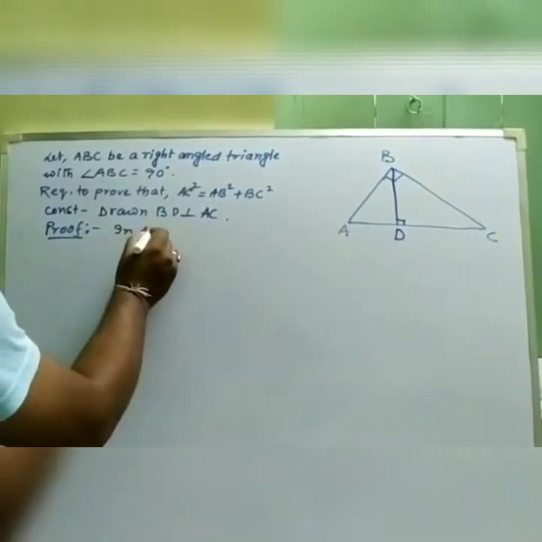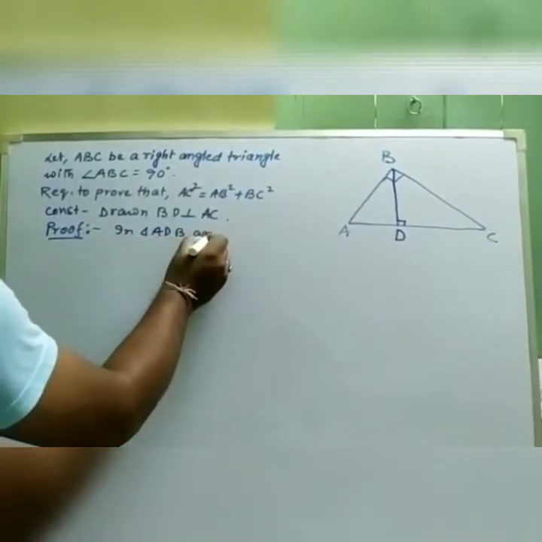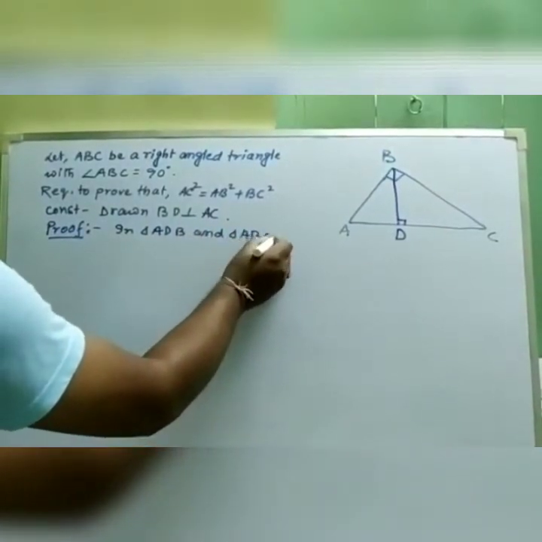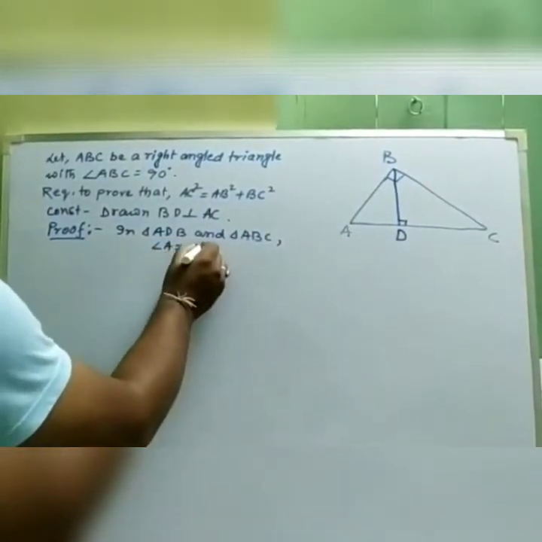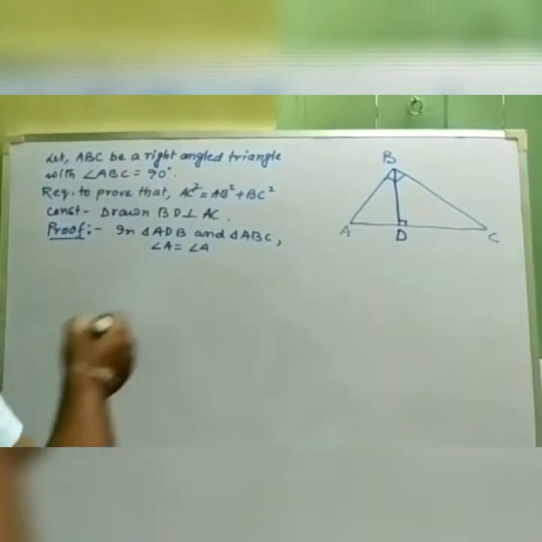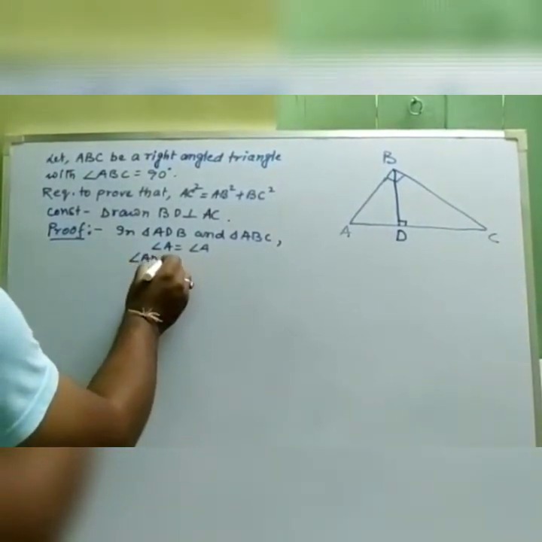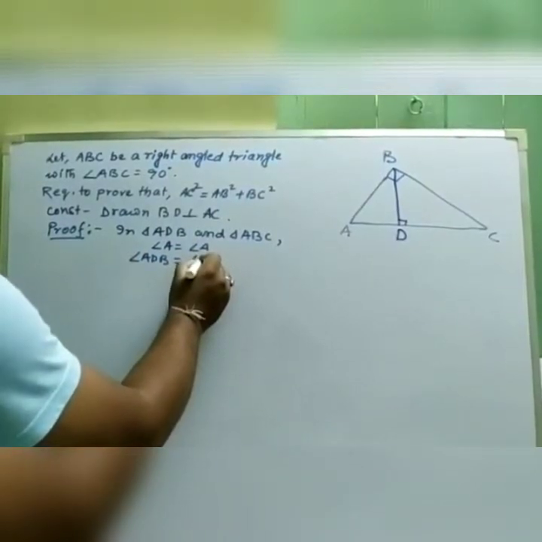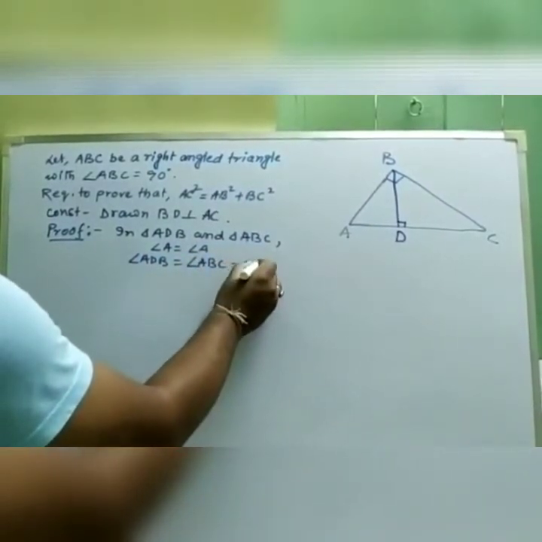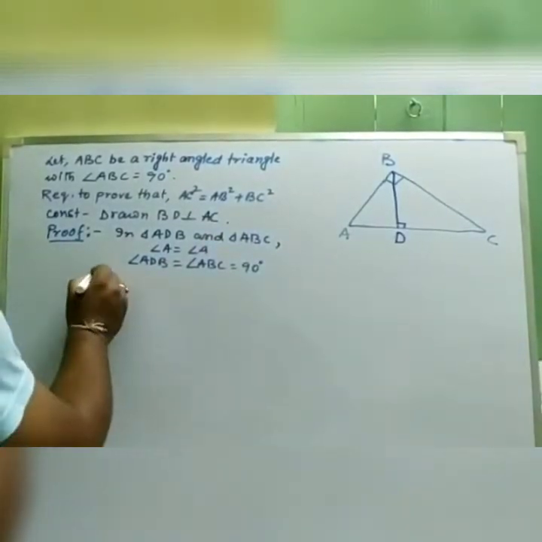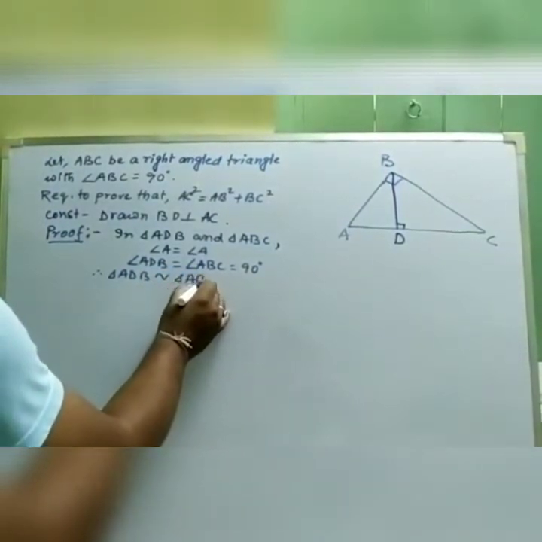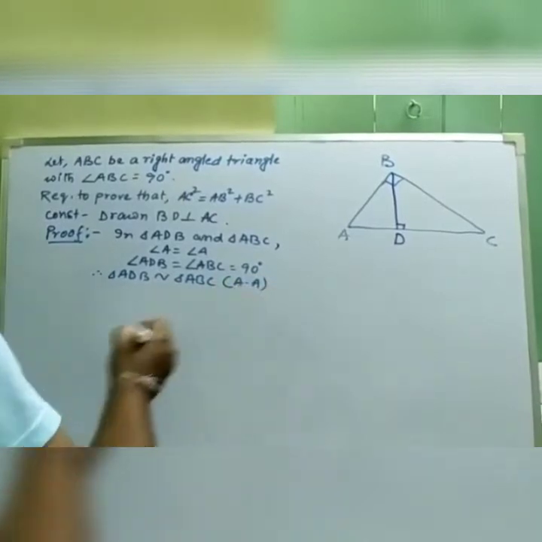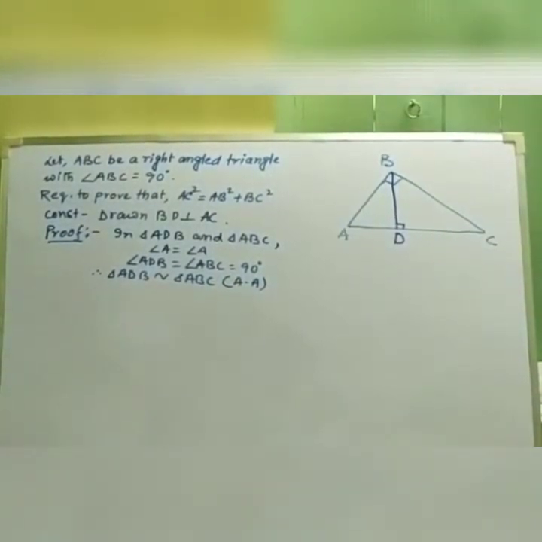So in triangle ADB and triangle ABC, we need to show they are similar. How can it be? You can see angle A is common to both, and angle ADB equals angle ABC. Both are 90 degrees because they are perpendiculars. So triangle ADB is similar to triangle ABC, by the AA similarity.